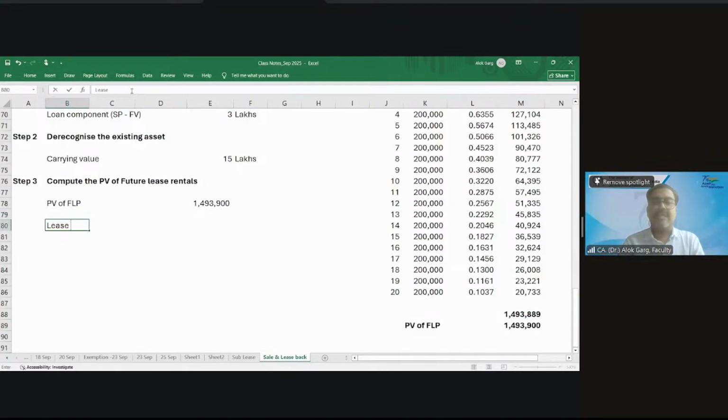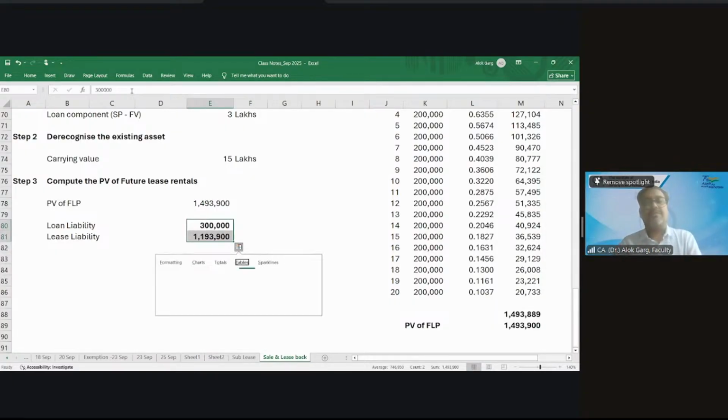So what is my lease liability? My lease liability is equal to present value of future lease payment. And what is my loan liability? My total liability is 14,93,900. What is my loan liability? 3 lakh is my loan liability. It is already computed. So what is my lease liability? My lease liability is 11,93,900, right? So I got the present value of the lease liability excluding the loan liability, right?